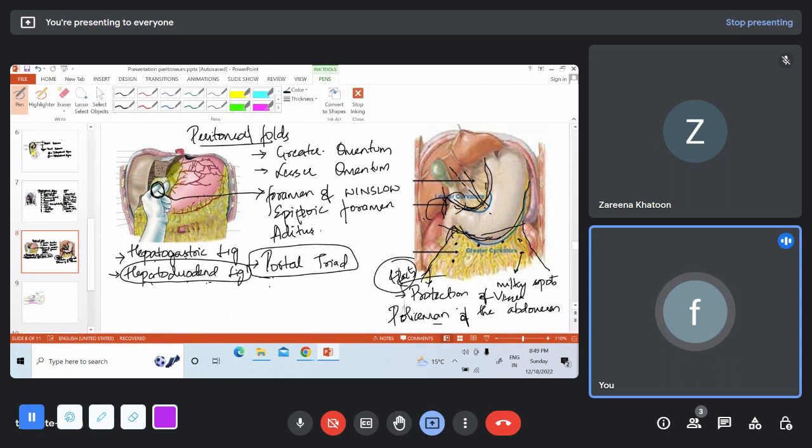So, what are the structures that come under the portal triad? How to remember them? BPH. Okay. B for bile duct, P for portal vein, and H for hepatic artery. These are the three structures that lie within the portal triad, and the portal triad lies in the hepatoduodenal ligament. All right, moving on to the next slide.